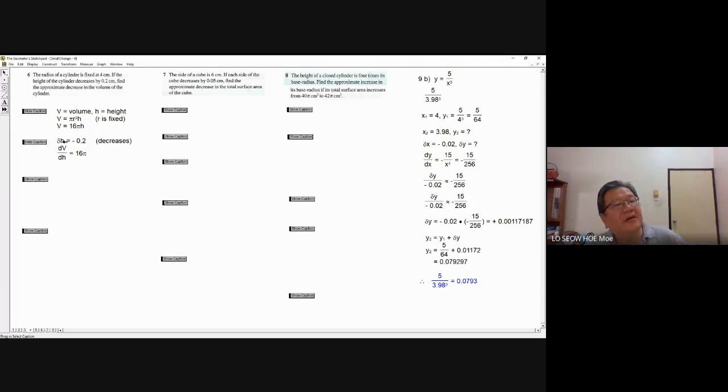After finding the delta h, you have to differentiate the relationship. You don't differentiate with respect to r because r is fixed. So you differentiate with respect to h. The derivative with respect to h is 16 pi.